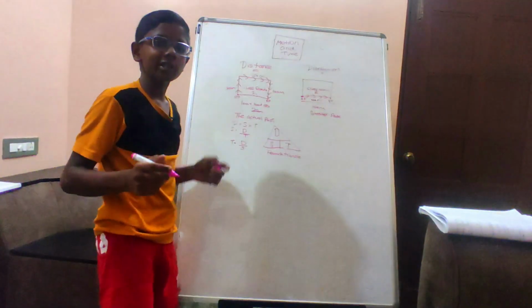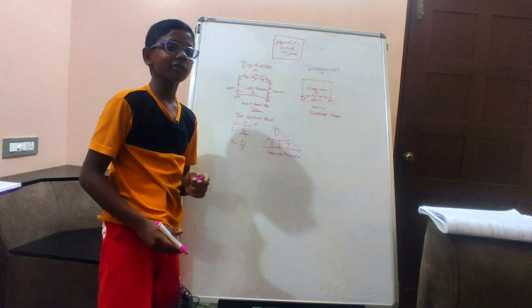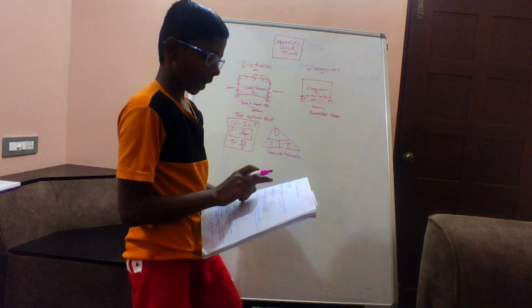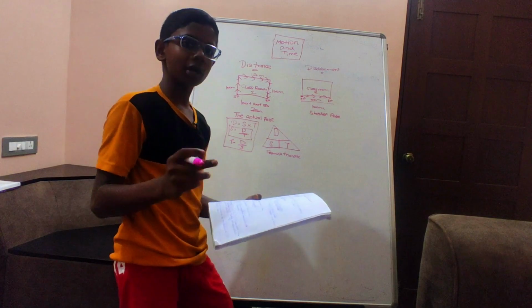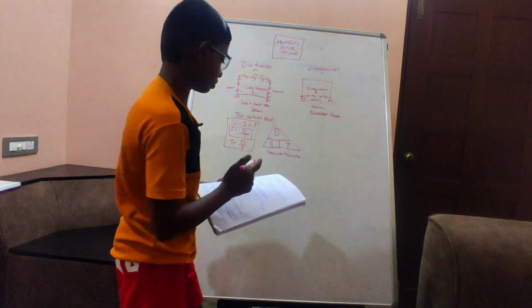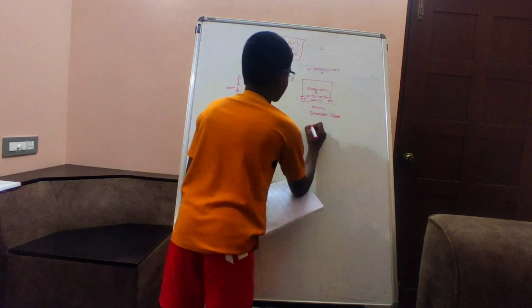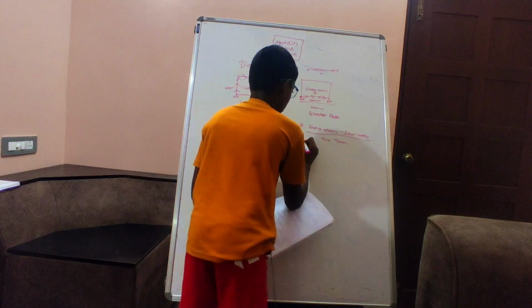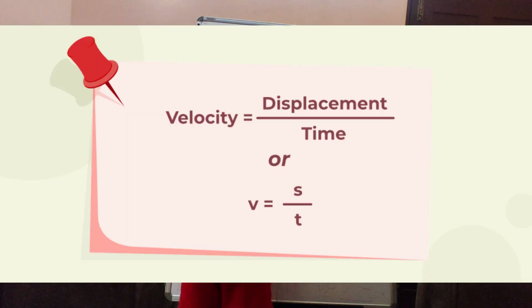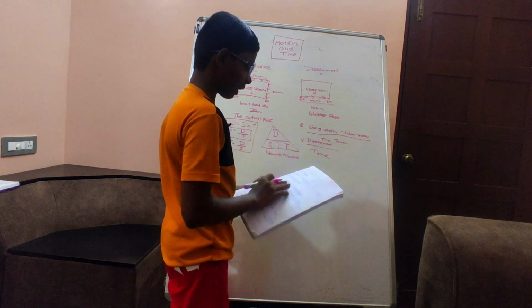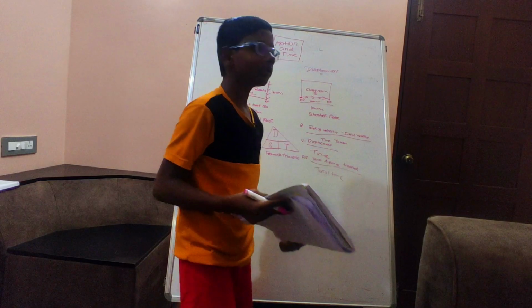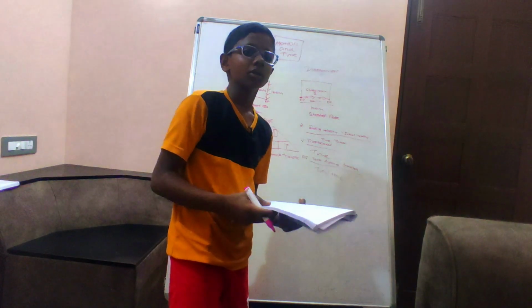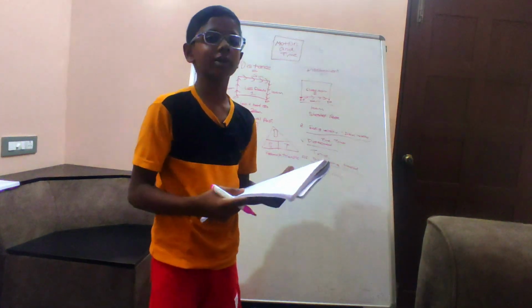Next, we are going to be looking at some more important formulas in this lesson. After that we have acceleration. Acceleration is not given in our textbooks, but let us note it down. Acceleration is equal to ending velocity minus initial velocity, divided by time taken. Now after that we have velocity. Velocity is displacement by time, and after that we have average speed. These are some important formulas we have for this lesson. So I think that's all with the formulas.